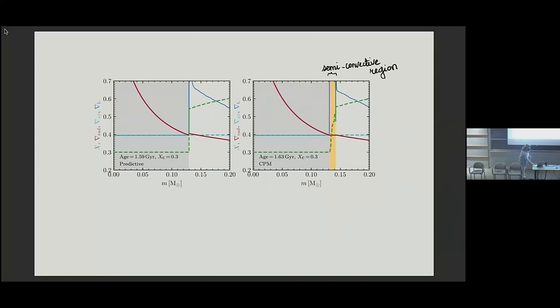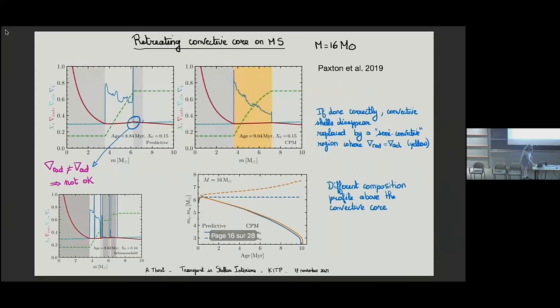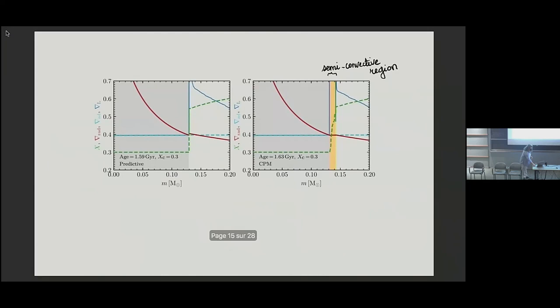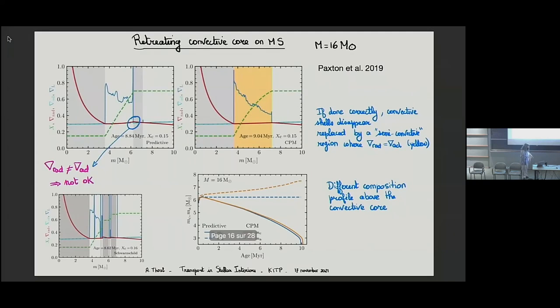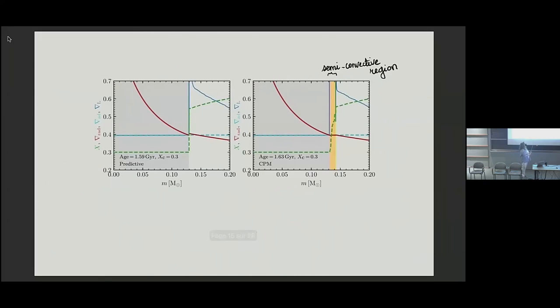Now this is where, not yet. Does it come later? Yeah, it comes later. So this is for what we have for the receding core.